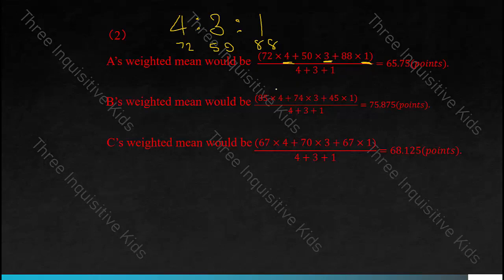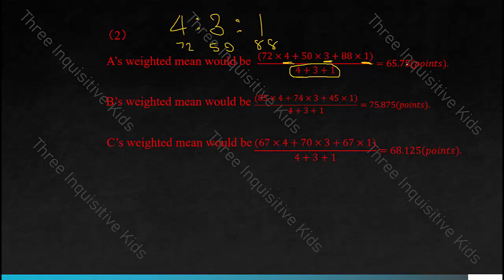and then for the weighted mean, you have to divide by the total amount by adding these units in the ratio up. So 4 plus 3 plus 1 is equal to 8. So this is also different from arithmetic means. I want you to be paying attention. So that's why the weighted mean of A is 65.75 points.